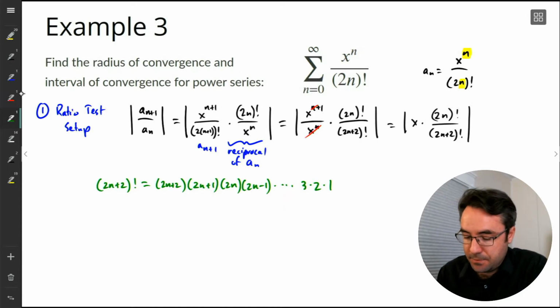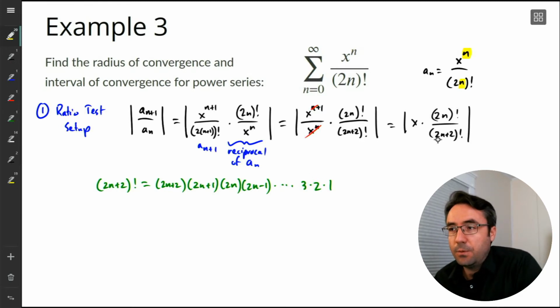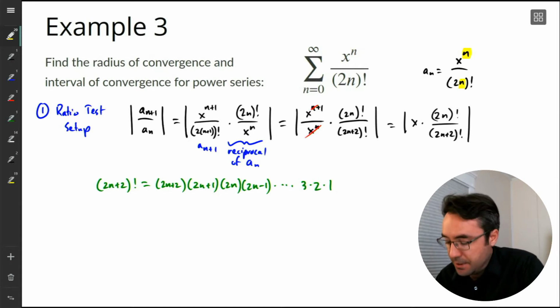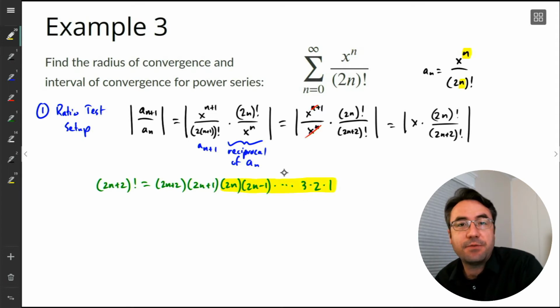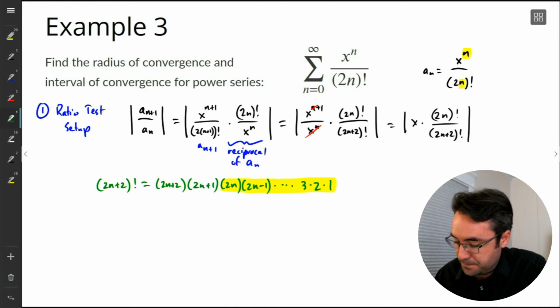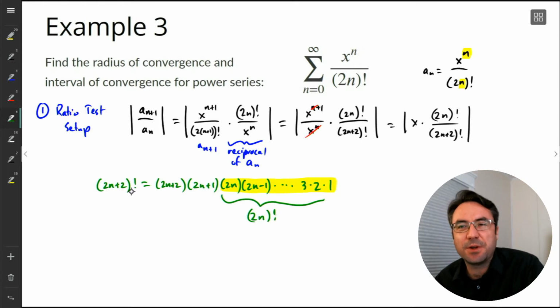Now, when we look at this, what is 2n factorial? Well, 2n factorial, we would start at 2n, and then we would go down 1, and we would keep multiplying until we get down to 3, down to 2, down to 1. So hidden right here is 2n factorial. A lot of times with factorials, especially more complicated ones, it does help to write them out.